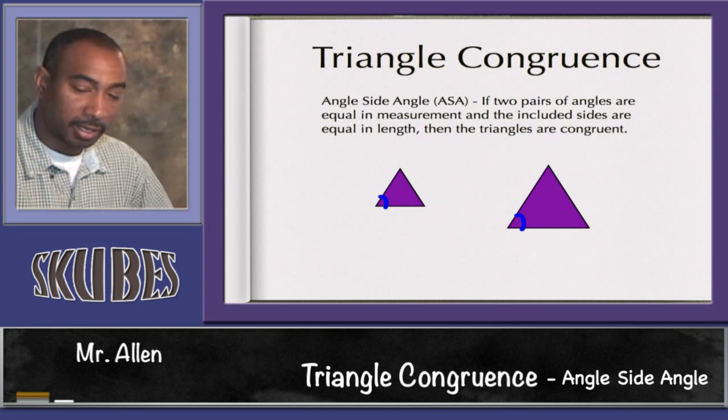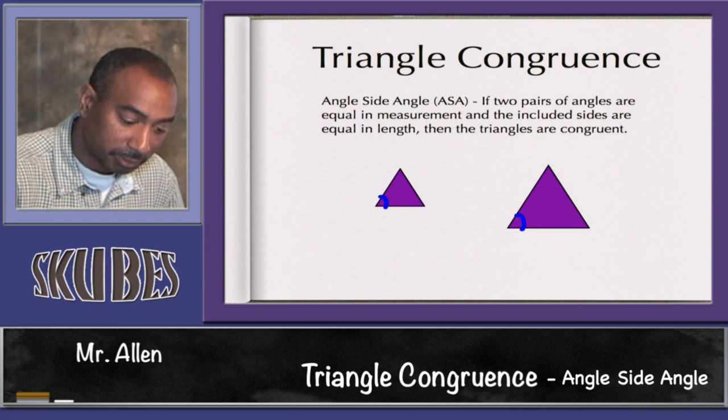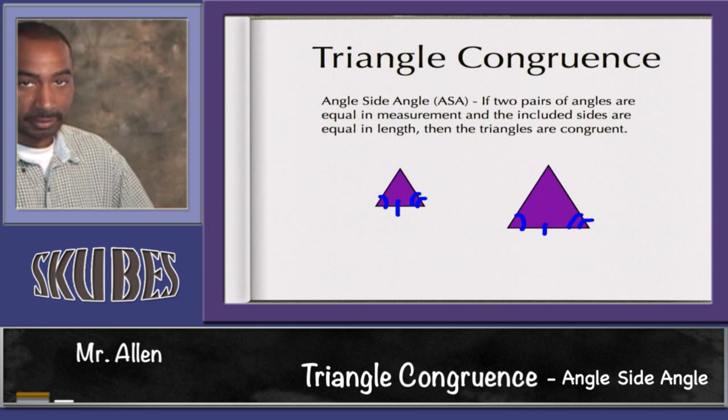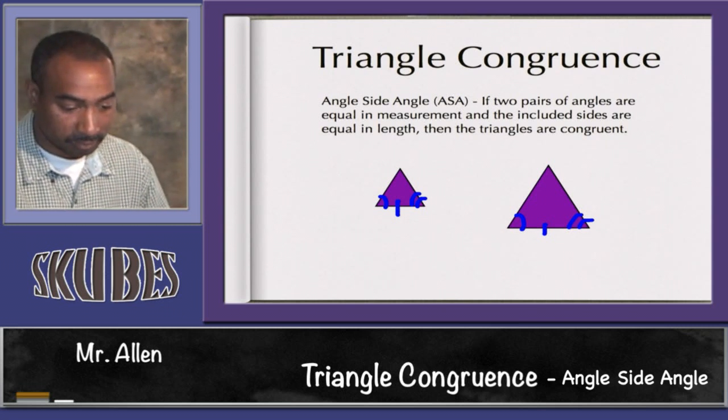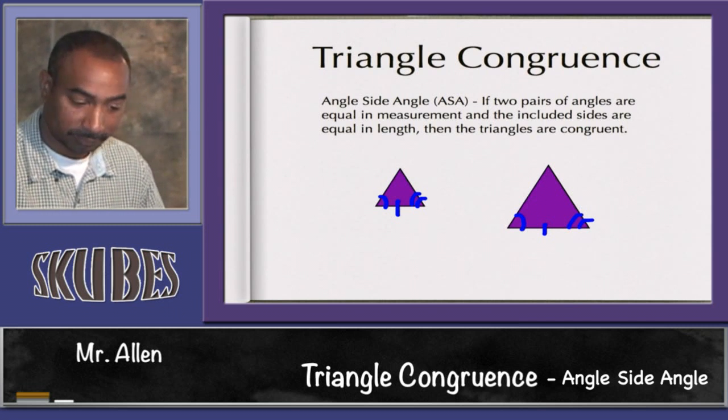So you simply have to show that any two corresponding angles are equal to each other, but you must include the same side of that angle and show that the other angle on that same side is congruent. And it should look like this pattern: angle, side, angle.